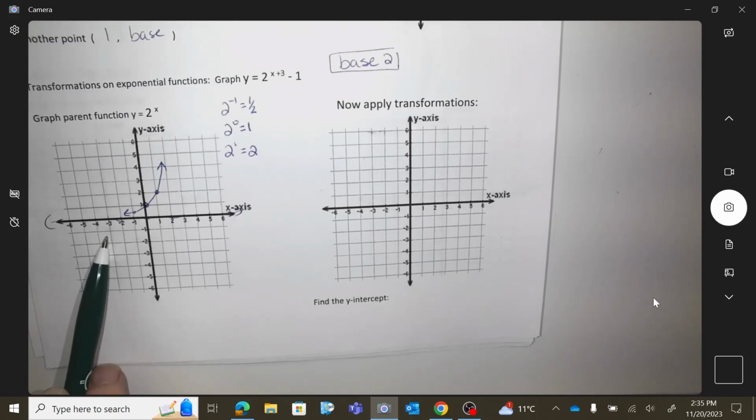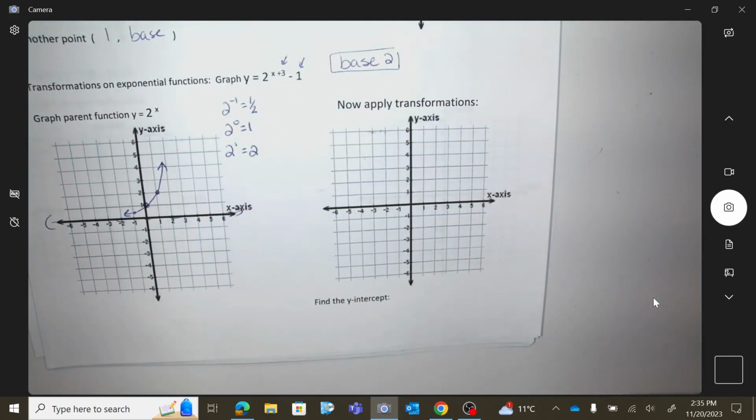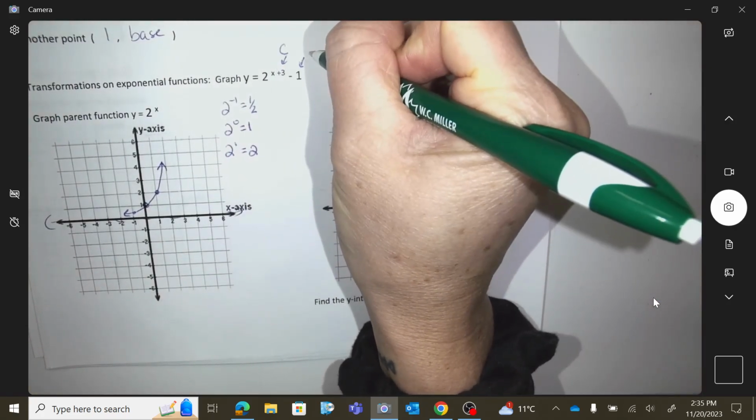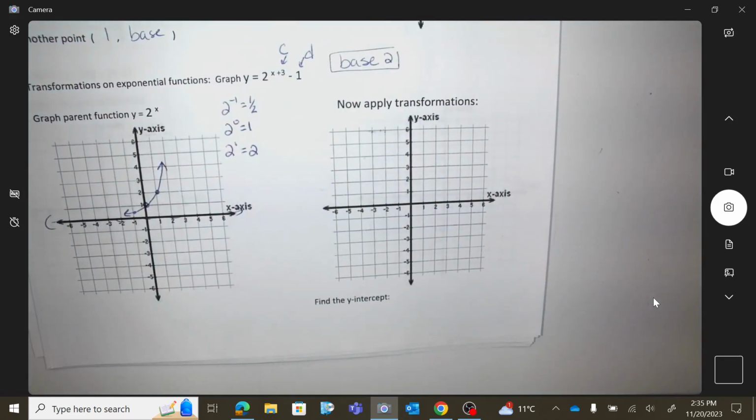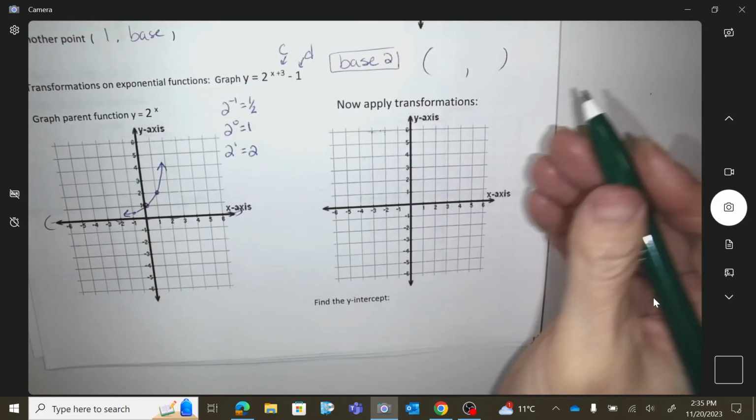Okay, it's growing because the base is 2, so I'm increasing. What kind of letters do we have? Your options are A, B, C, or D. This is a C, and this is a D. You see the placements of where those are? Okay. How do you apply them?